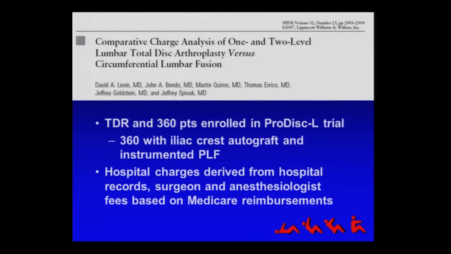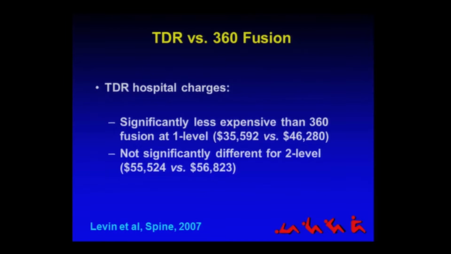A second study came out the same year from New York City, also now using some of the ProDisc IDE patients, and they looked at the difference between the economics of a 360 fusion and an artificial disc, and they looked at their hospital charges and were able to show significantly less expense for the arthroplasty than the 360 fusion, about $10,000 less. In the two-level arm of the ProDisc study compared to a two-level 360, the differences were not as significant in this small patient sample.